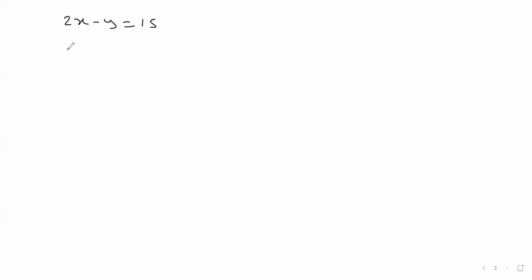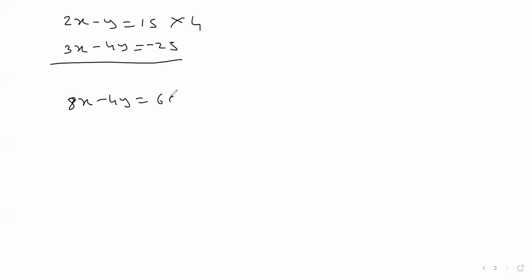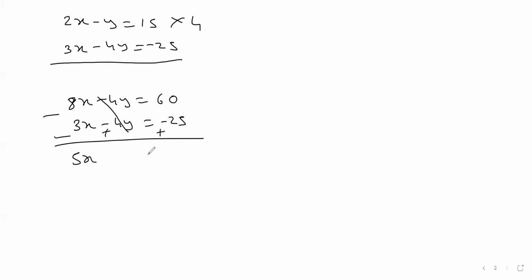2x - y = 15 and 3x - 4y = -25. I'll multiply the first by 4. So it will be 8x - 4y = 60 and 3x - 4y = -25. Subtracting, this will be 5x = 85. So x is 17.